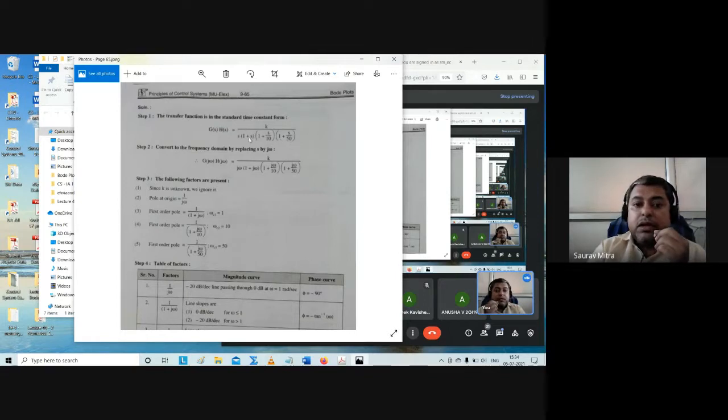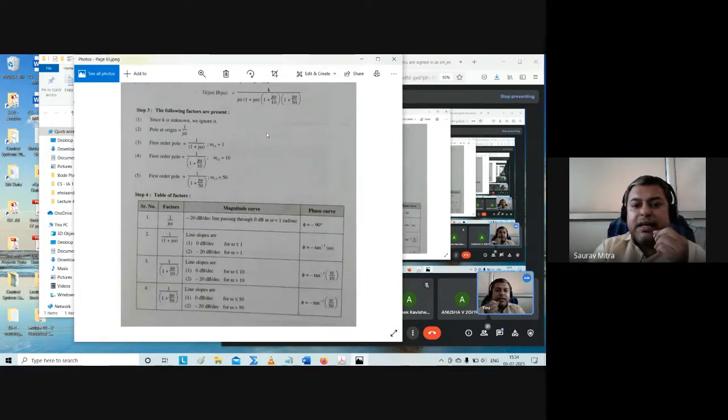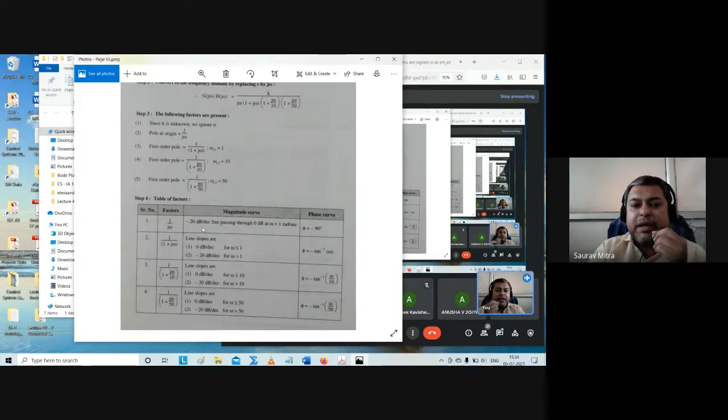So 1 comma 0 has to be connected with 10 comma minus 20, 10 comma 0 with 100 comma minus 20, and 50 comma 0 with 500 comma minus 20. Then you get all the minus 20 dB per decade lines. It is shown below: 1 by j omega is the minus 20 dB line passing through 1 comma 0, then 1 by 1 plus s, 1 by 1 plus s by 10, 1 by 1 plus s by 50. All of this is explained here, how to draw the magnitude curve.